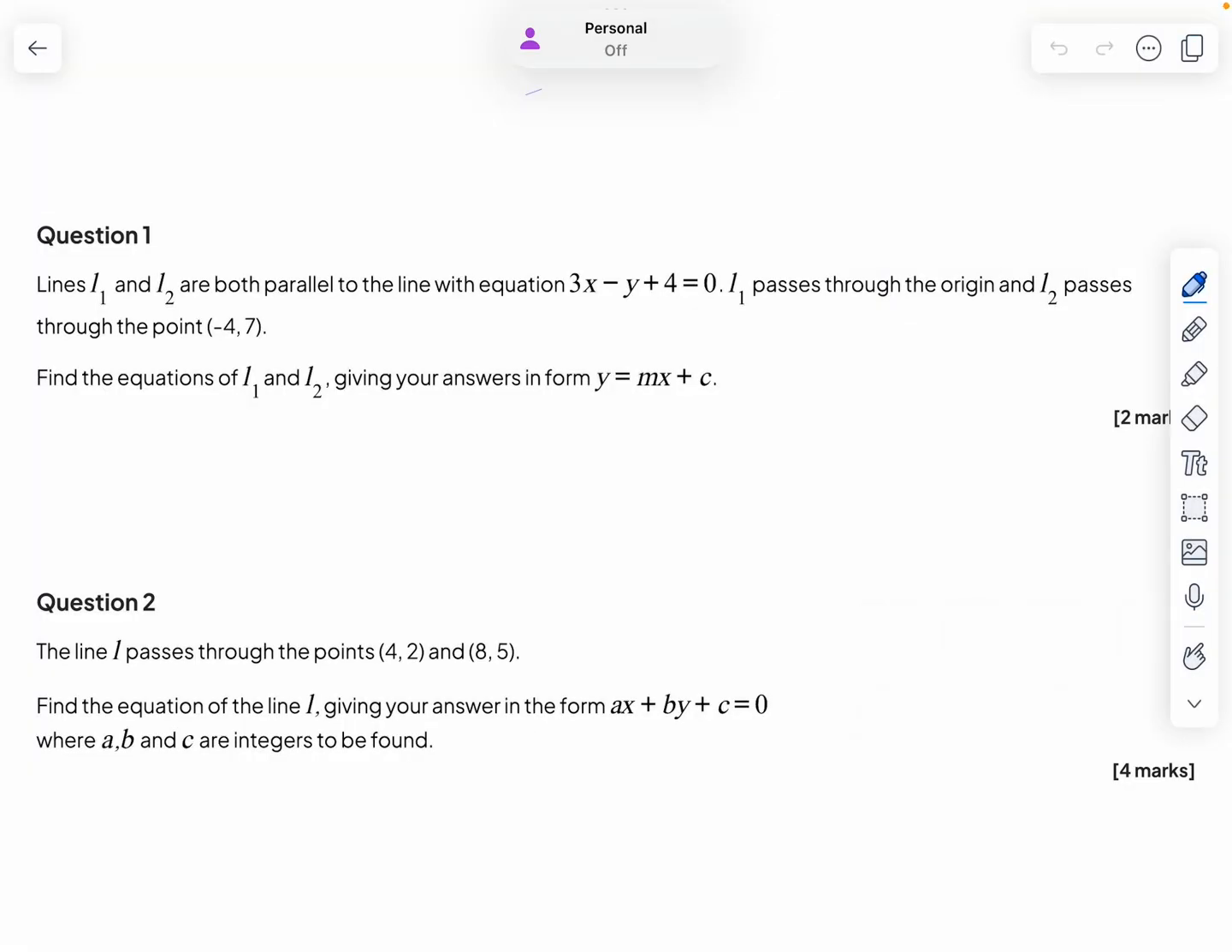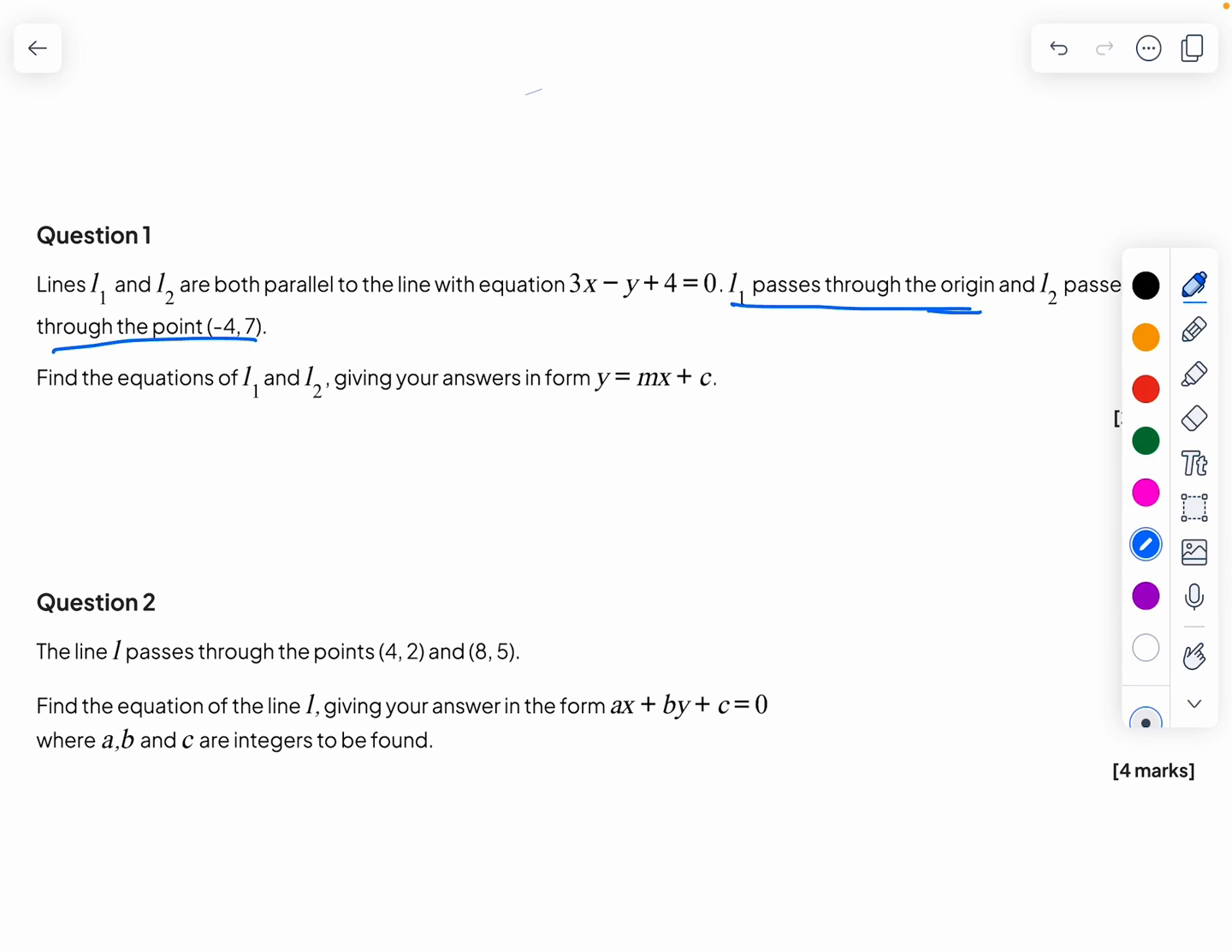So welcome, this is another video based upon the equations of the straight line. Let us try to solve these questions. Lines L1 and L2 are both parallel to this equation. L1 passes through the origin, whereas L2 passes through -4. Find the equations of L1 and L2.